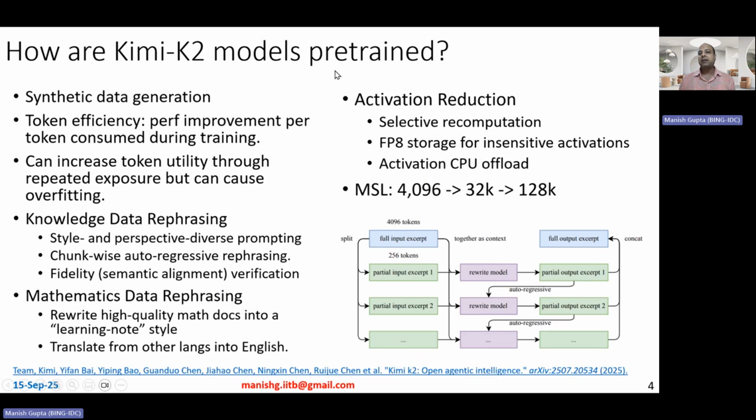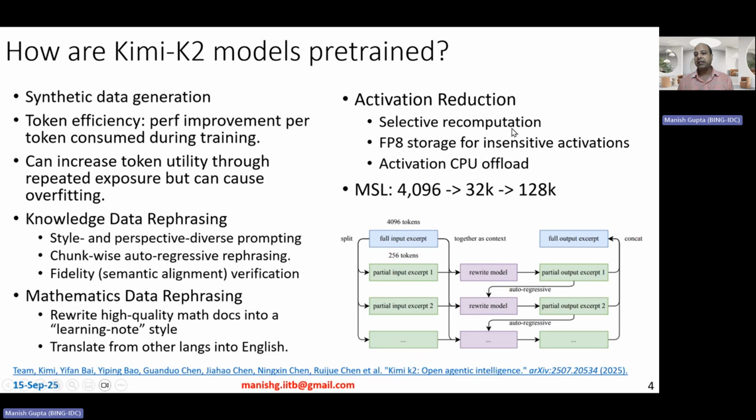Another interesting part about their pre-training is activation reduction. Although they use machines with very high RAM, their batch size is very high, and therefore they do not have enough GPU space to save all the activations. So they use 3 different strategies to handle that.